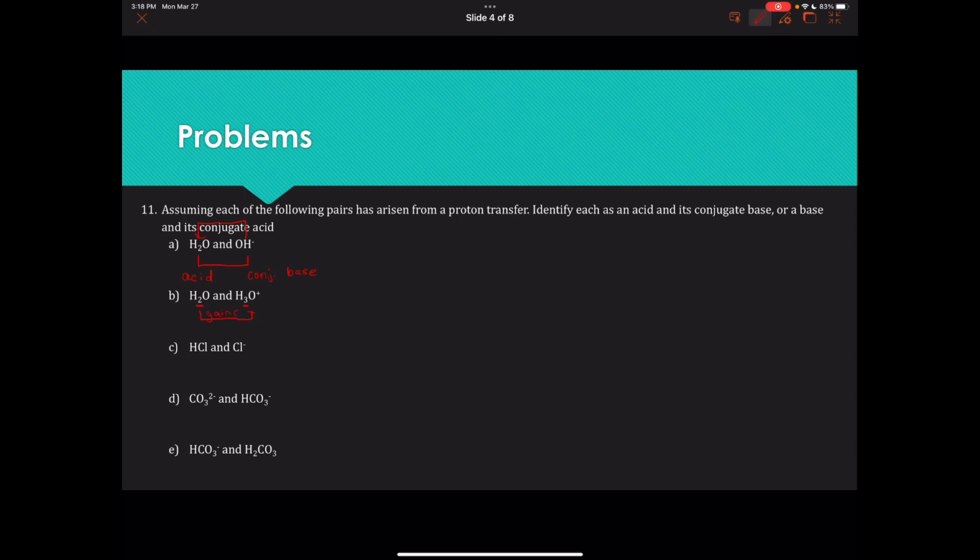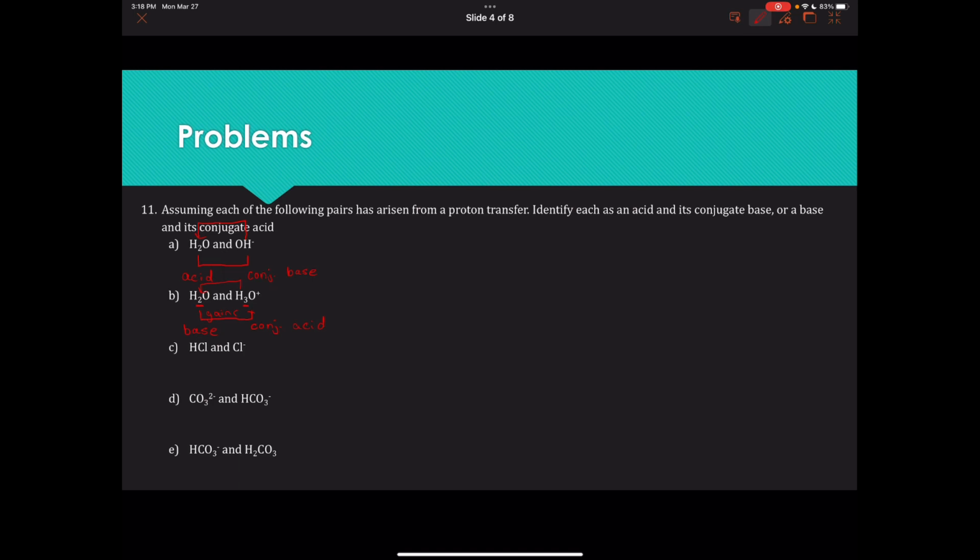If we're gaining hydrogen, that means that water is behaving as a base. And if water is a base, the hydronium is its corresponding conjugate acid. And again, it's an acid because when we go from hydronium to water, we've got to donate a hydrogen to drop down to 2 hydrogens.